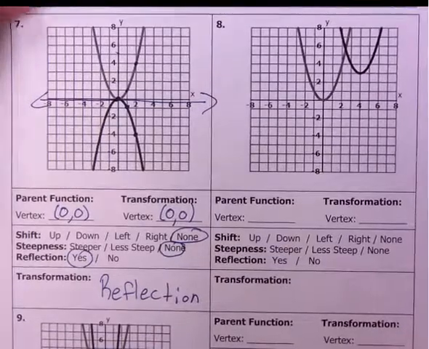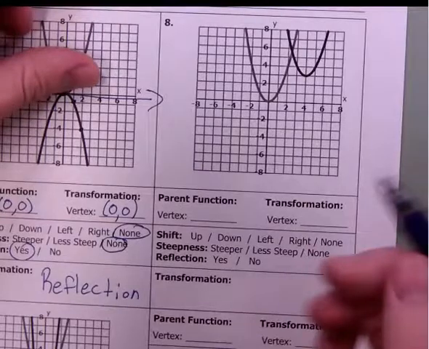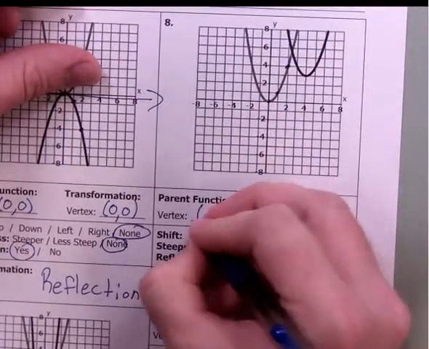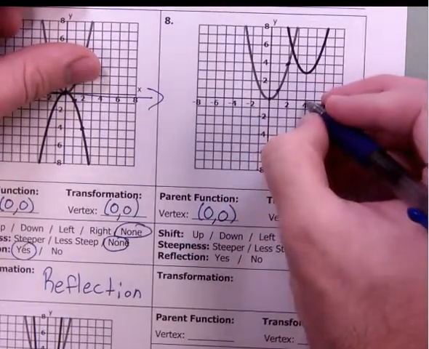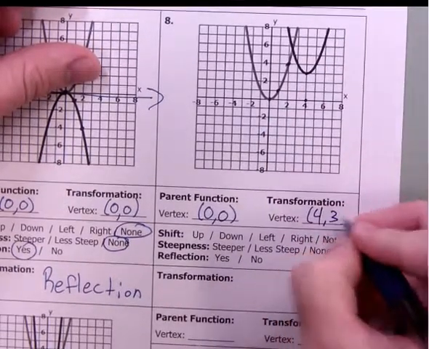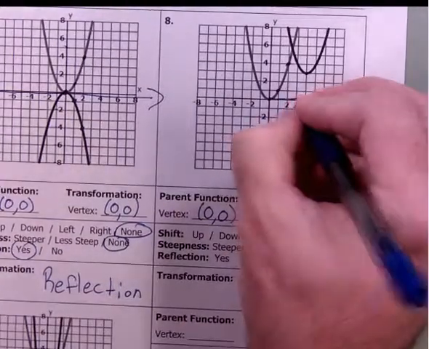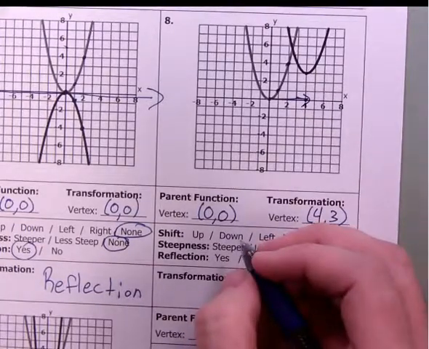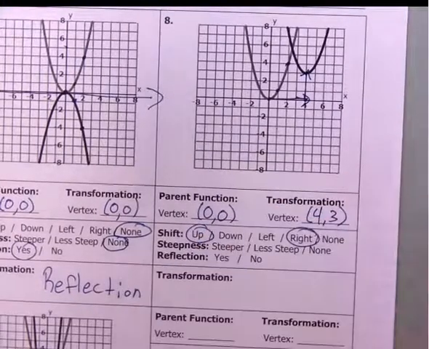Okay. Number 8. Here we go. Parent function 0, 0, 1, 1, 2, 4. Vertex at 0, 0. New vertex at over 4, up 3. So we have 2 shifts happening on that one. We shifted over, so we're going to shift to the right. We will also shift up.